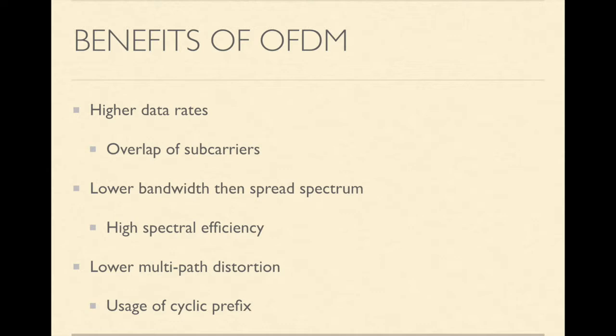So the benefit of OFDM is mainly threefold. The first one is higher data rates. The second one is lower bandwidth than spread spectrum. In other words, it has higher spectral efficiency. And the third one is lower multipath distortion because it uses a cyclic prefix, or the guard interval.